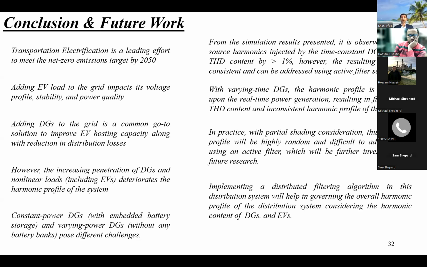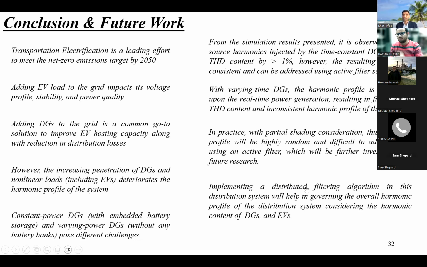However, the resulting profile is consistent and can be addressed by active filters. With varying-time DGs, the harmonic profile depends upon real-time power generation, resulting in further high THD content and an inconsistent harmonic profile. So in practice, with partial shading consideration, this harmonic profile will be highly random and difficult to address even using an active filter. So that's why we should use a distributed filter.